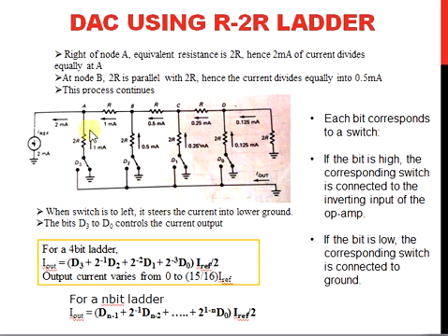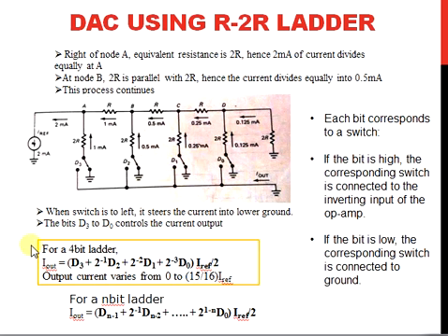Whenever D3 is high, this will be connected here. When D3 is 0, this will be connected to the ground terminal. Similarly for each of these units, whenever the digital input is high, it has to be connected to this terminal, otherwise connected to the ground terminal. When all the inputs are connected to the ground terminal, it means the output will be 0. So that's how we design the R-2R ladder unit, that is the network unit.